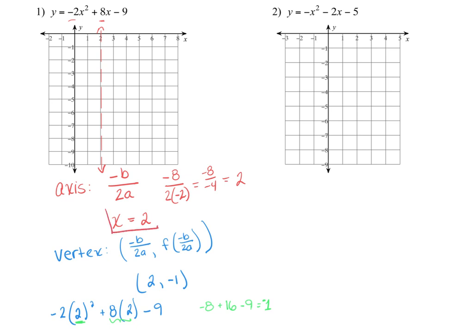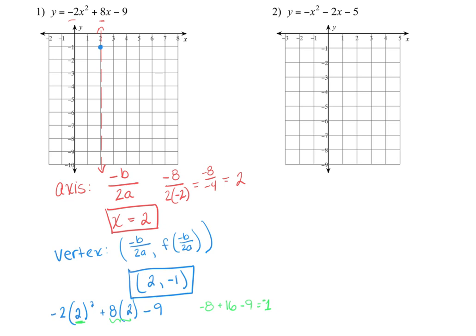So my axis of symmetry is going to be x equals something. My vertex is going to be an xy value. And so now to plot that point, I go to the point 2, negative 1. That's right here. And I'm going to plot that point, all right?